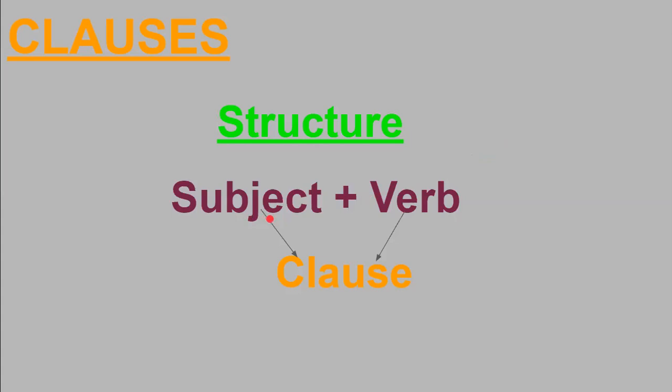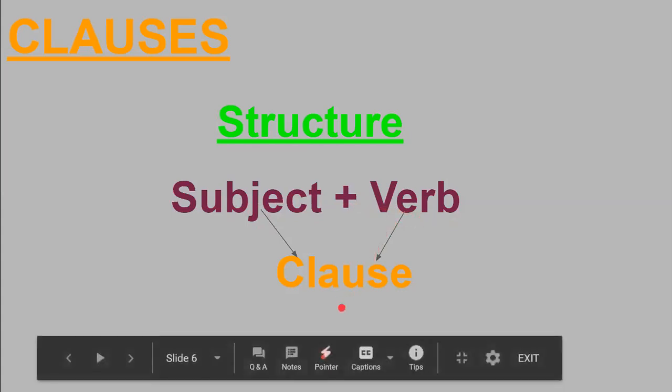Very good. Amna has given me the correct answer. A subject is a noun or a pronoun which is present at the start of a sentence. So subject is either a noun or a pronoun. So subject, noun or pronoun, plus verb. These two things must be present in a clause. Do you get my point, students?